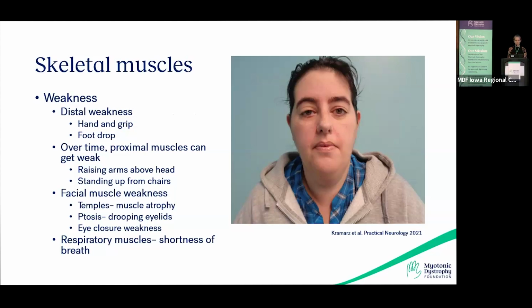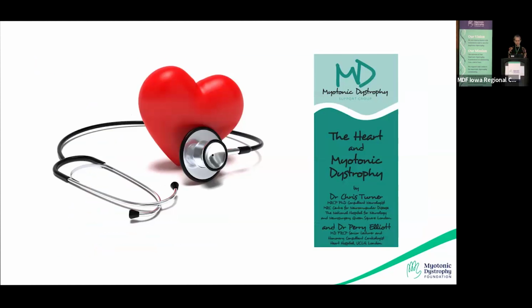Ptosis is due to weakness of the eyelids, and that can cause the eyelids to droop or kind of cover the eyeballs. And then also eye closure weakness. So when people try to really squeeze their eyes shut tightly, it's hard to do that. Occasionally, the respiratory muscles can get weak, the diaphragm, the chest wall muscles, and that can cause shortness of breath, particularly with exercise or exertion or lying flat.